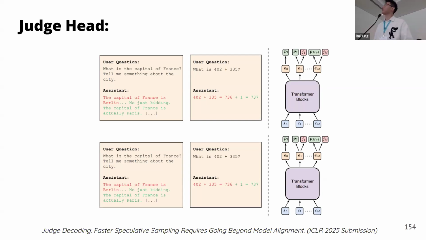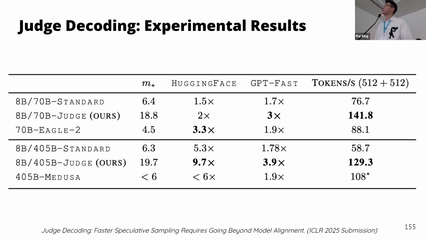And this kind of method is quite simple. By doing this, we can further investigate the potential of speculative decoding, right? Compared to the 70 billion model with the strict requirement, where only about 4.5 tokens get accepted, if we add this judgment head, over about 20 tokens can pass the verification, so that we can largely increase the speedups.